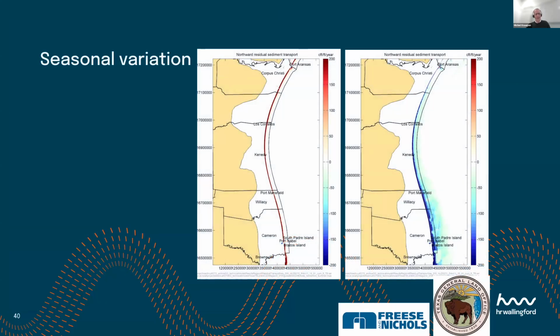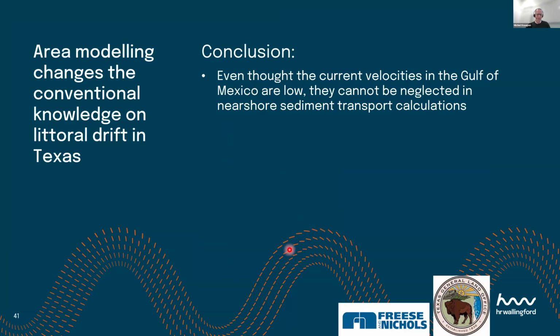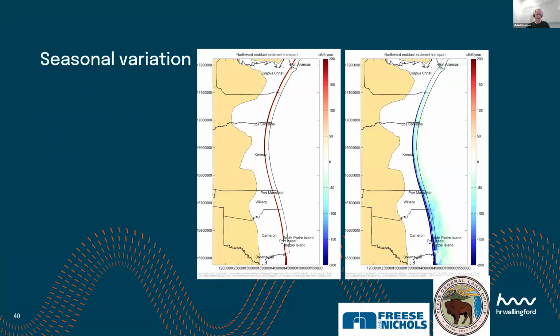There also was a clear seasonal effect. So in summer, the transport is doing according to common knowledge. Even people who went out in the field usually did that in summer, because that's when the weather's better, that's when it's safe to go on the beach, etc. And they got confirmation that yes, the littoral drift, the sediment transport along the shore is to the north.